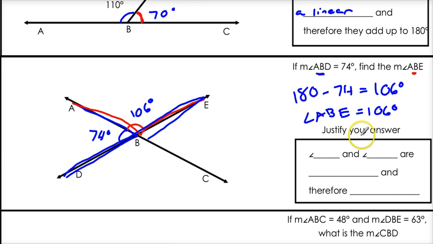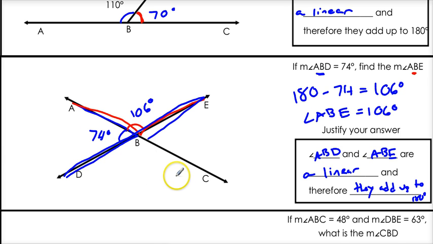Justify your answer. Once again, the same thing. We know that angle ABD and angle ABE are a linear pair, and therefore they add up to 180. And that justifies my answer. Since I know they're a linear pair, I know they add up to 180.